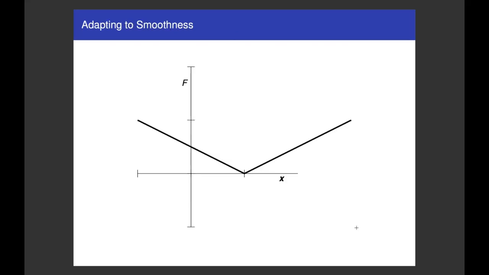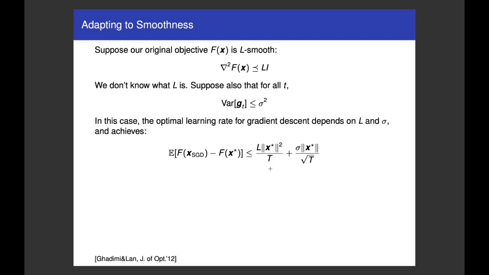Okay, so let's move on to talk about smoothness. So here's a loss that is not smooth. Smooth losses just mean that there are no funny kinks. The loss is always kind of a smooth ride. Formally, smoothness means that the second derivative is bounded above by some L times the identity. We'll also assume that our gradients gt have some bounded variance sigma squared.